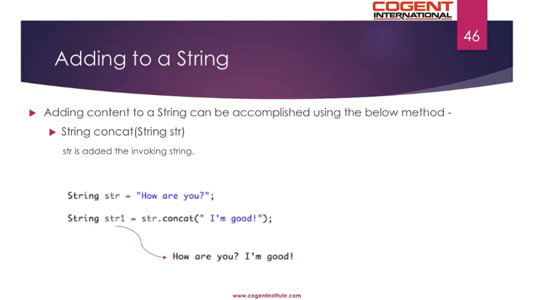Adding content to a string. To add content to a string, the below method can be used: concat, which returns a string. Here str is added to the invoking string. In this example, we have string str which is assigned "how are you?" literal, and concat is invoked on the str object and the string literal "I am good" is passed. So the str value will be "how are you? I am good".